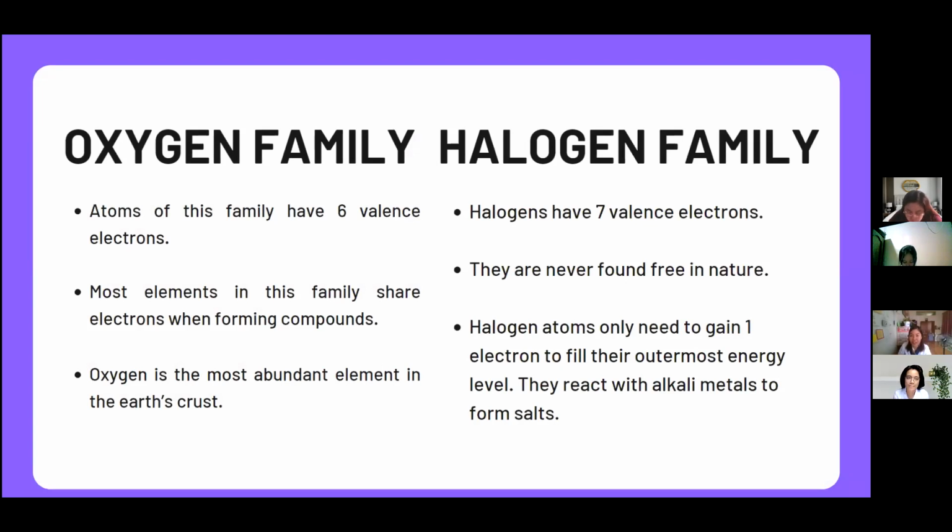Next kay si oxygen family. So kung si nitrogen is yung most abundant in the Earth's atmosphere, si oxygen naman yung most abundant sa crust or sa Earth's crust. So atoms of this family have 6 valence electrons. So most elements in this family share electrons when forming compounds. And also si oxygen considered as a very extremely reactive element kasi as what I've said earlier, nag-combine siya with almost all the transition metals. Kaya siya highly reactive.